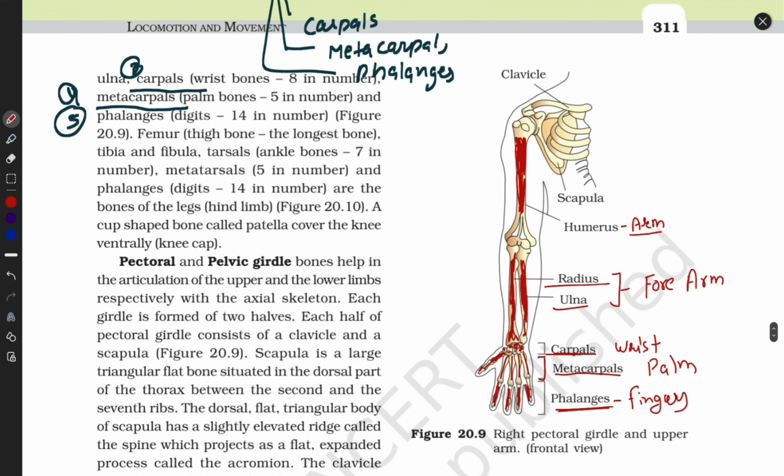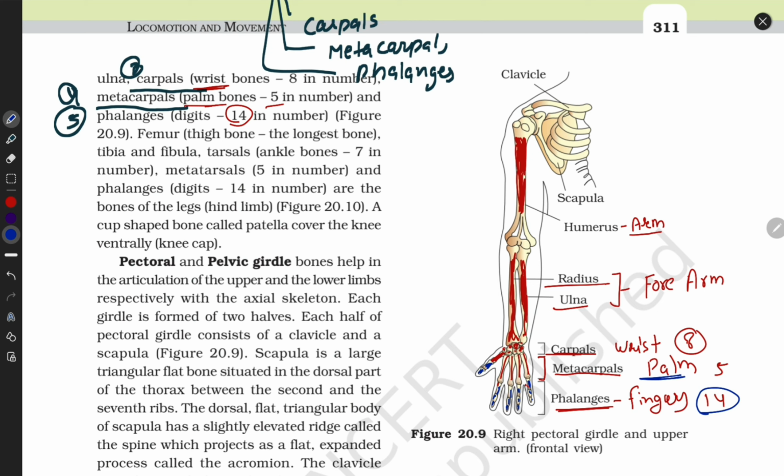So the number of bones in the wrist is 8. The number of bones in the palm is 5. The number of bones in the phalanges is 14, because our thumb contains only 2 bones and our fingers contain 3 bones each. Clear, guys? Look here, I'll show you clearly. 1, 2, 3, 4, 5, 6, 7, 8, 9, 10, 11, 12, and this is the 13th, and this is the 14th one. So the fingers contain 14 bones.